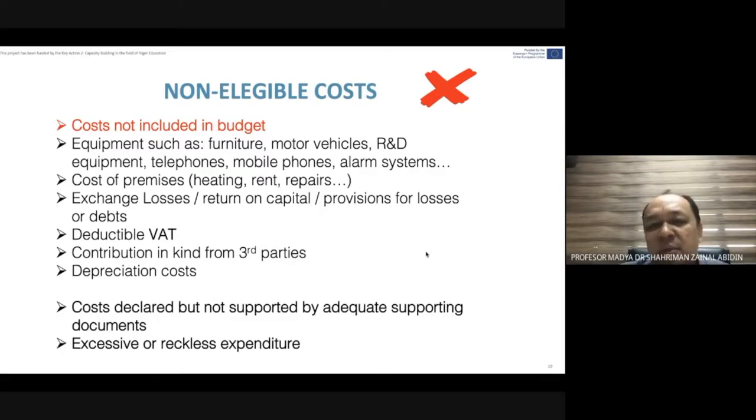Maknanya yang tak ada dalam budget, we cannot buy or purchase. And then equipment such as furniture, motorcycle, R&D equipment, kan? Telefon, mobile, so tak boleh. R&D equipment ni yang buat eksperimen, tak boleh. Sebab equipment yang untuk develop curriculum boleh. Contohnya beli software, beli hardware, beli laptop, kan? Boleh. Dia tak kata laptop tak boleh beli.